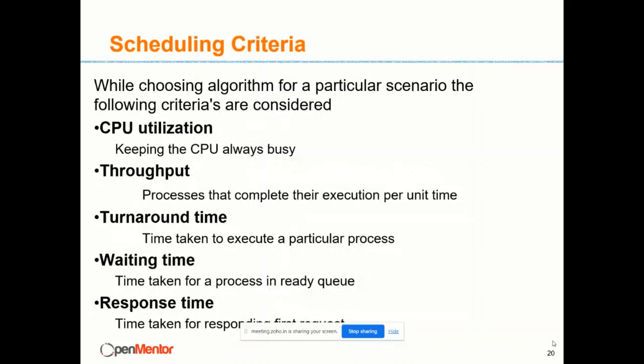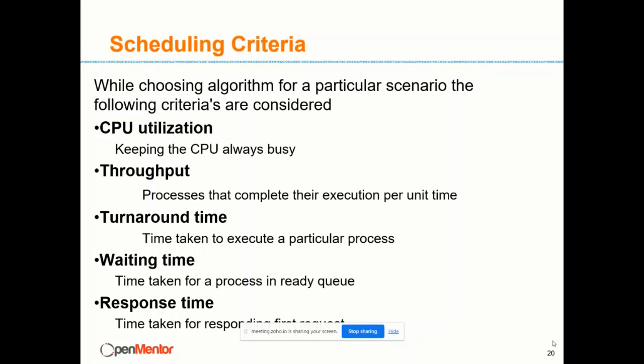So how is the scheduling criteria done? The scheduling criteria is basically based on CPU utilization and throughput. CPU utilization is how much percentage of CPU is being used. Throughput is the processes that complete their execution per unit of time. So if I say throughput is 10, that means 10 per second, that means 10 processes will get completed within 1 second.